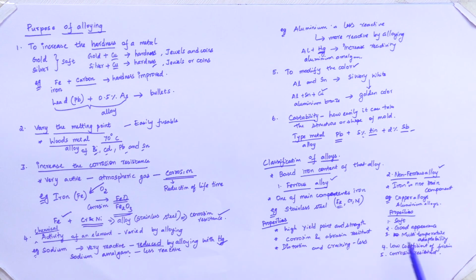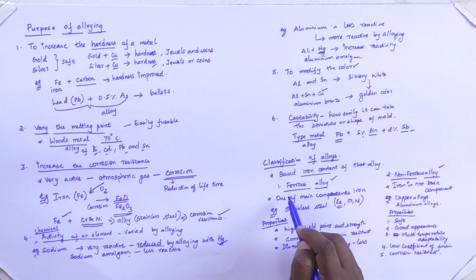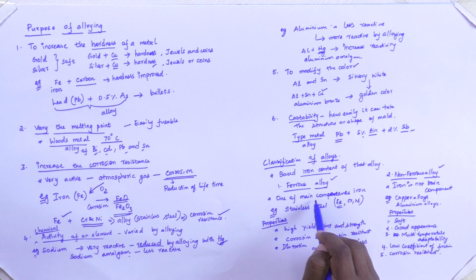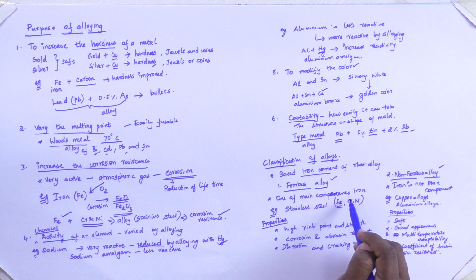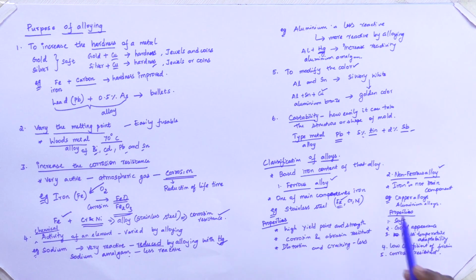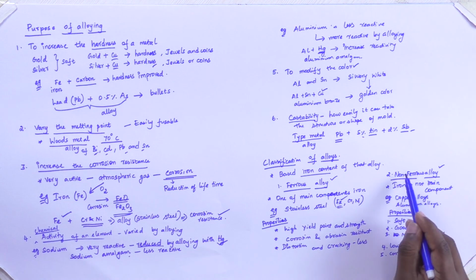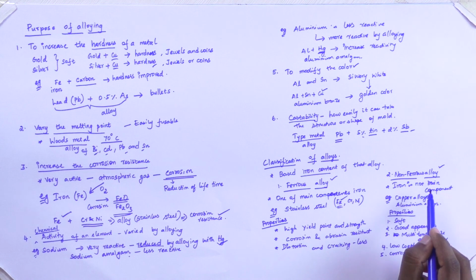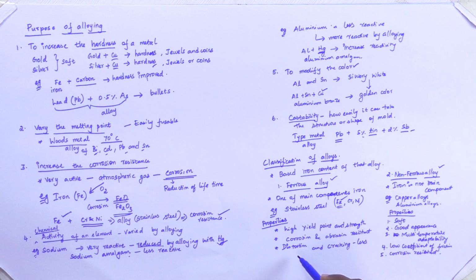So we have classified alloys into two categories: ferrous alloy and non-ferrous alloy. These are classified based on the main component present in them, and if they contain iron as one of the main components, then it is called ferrous alloy. If it does not have it, then it is classified as non-ferrous alloy, and you have certain properties in common for ferrous alloys, and certain properties in common for non-ferrous alloys.